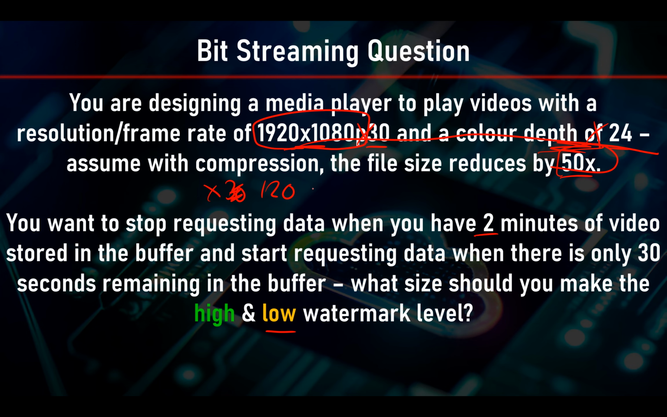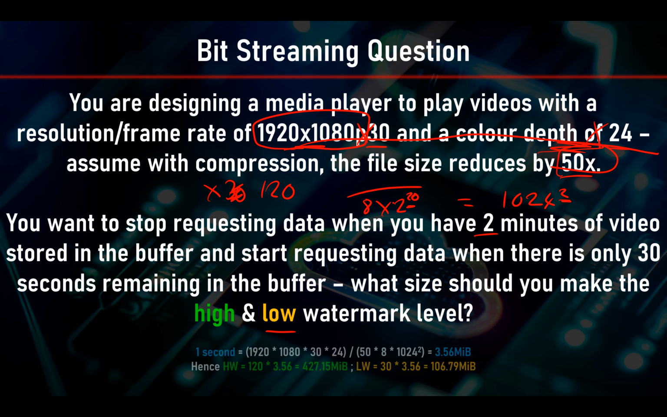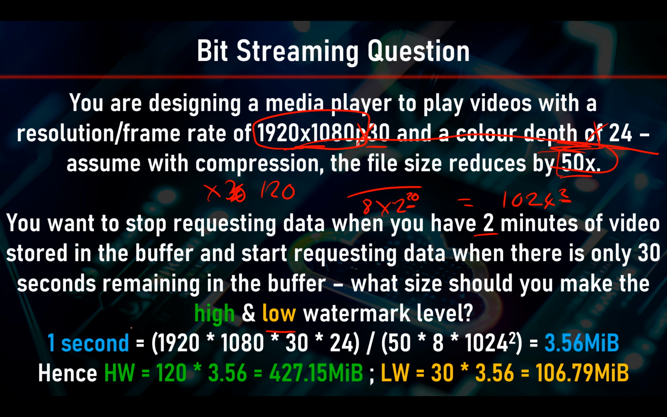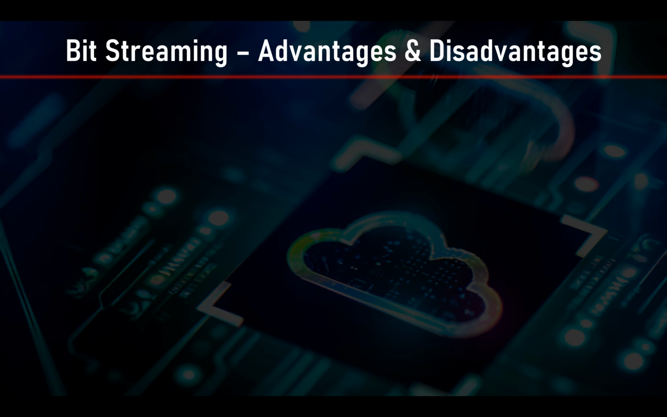Now, that's going to be in bits. Probably we would want this in, let's say, mebibytes. So to go into mebibytes, we take that answer, divide by 8, and then divide by 2 to the power of 20. You can also write 2 to the power of 20 as 1024 squared, since 2 to the power of 10 is 1024. If you do all of that, the high watermark is going to be this, and the low watermark is going to be that.